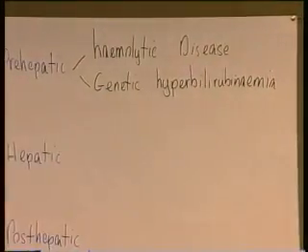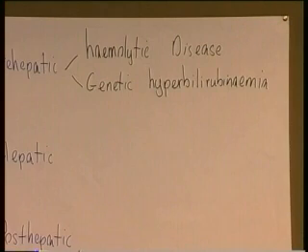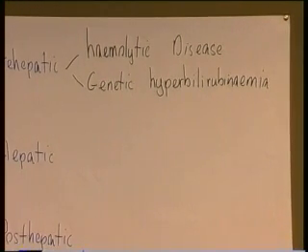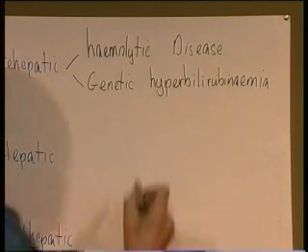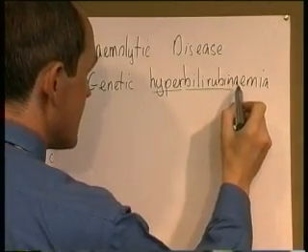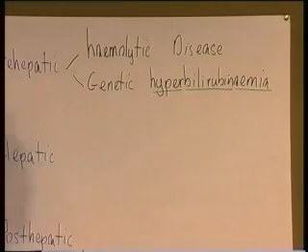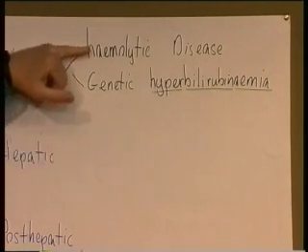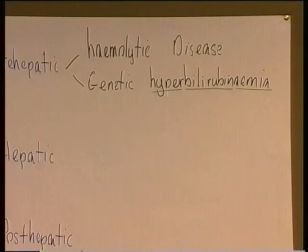Genetic hyperbilirubinemia. So hyper meaning high, bilirubin, emia means in the blood. So there's increased amount of bilirubin in the blood for genetic reasons. This is fairly rare. I've never actually seen this condition. So normally the prehepatic type is caused by increased hemolysis for whatever reason.